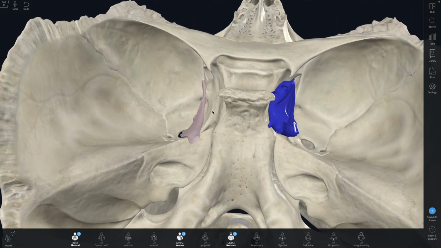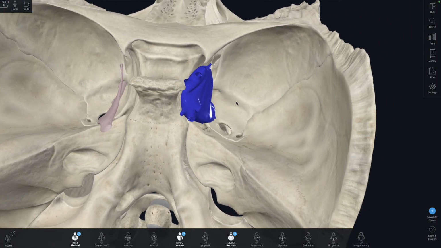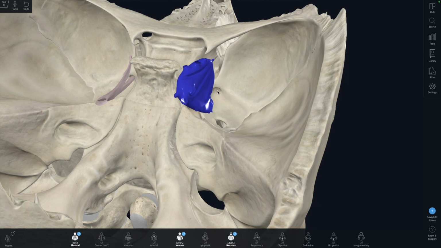Next we have foramen rotundum, which we can see here. This foramen rotundum allows the transmission of the second branch of cranial nerve 5, which is the maxillary branch, which supplies sensation of the middle face.